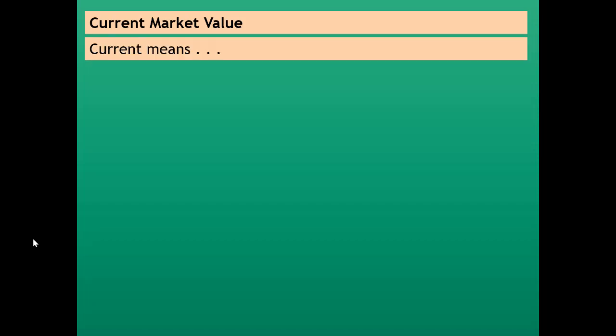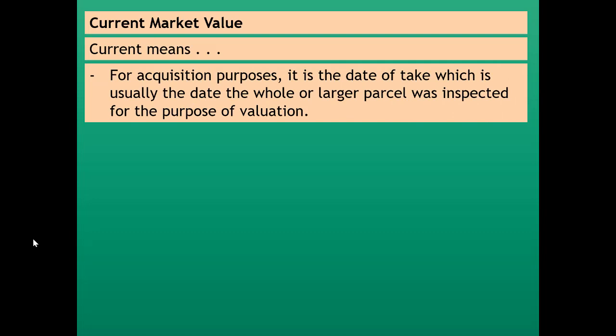All right, so let's talk a little bit about current market value. Current means, for acquisition purposes, it is the date of take, which is usually the date the whole or larger parcel was inspected for the purpose of valuation. And that's what the value analysis report is used for, for acquisition purposes. If it was an appropriation, the date of take would be the date that ODOT or its agent walked onto the property or the date established by the court.